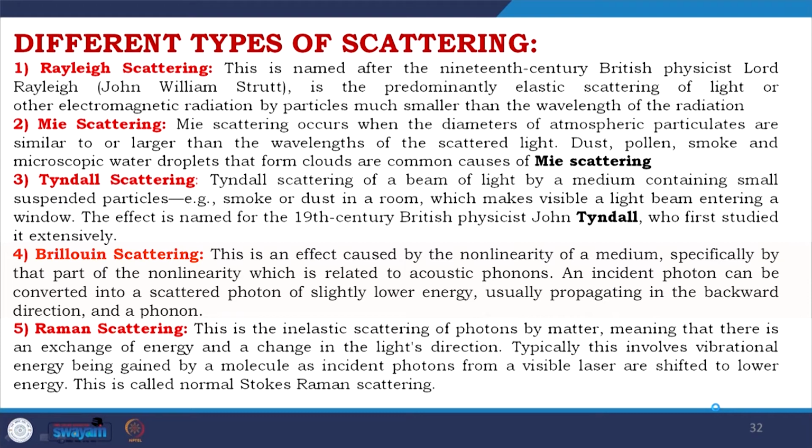Raman scattering is the inelastic scattering of photons by matter, meaning that there is an exchange of energy and a change in the light's direction. Typically, this involves vibrational energy being gained by a molecule as the incident photon from a visible laser is shifted to lower energy. This is called normal Stokes Raman scattering, and because it is due to the vibrational change, Raman spectroscopy is very comparable to IR spectroscopy, and that is the reason we are studying it here. So, though there are different types of scattering, our discussion today is on Raman scattering.